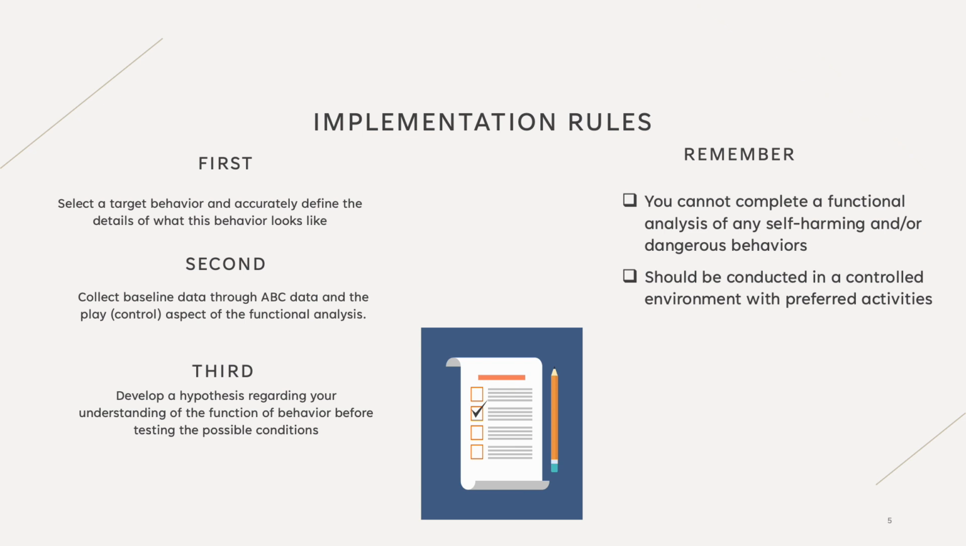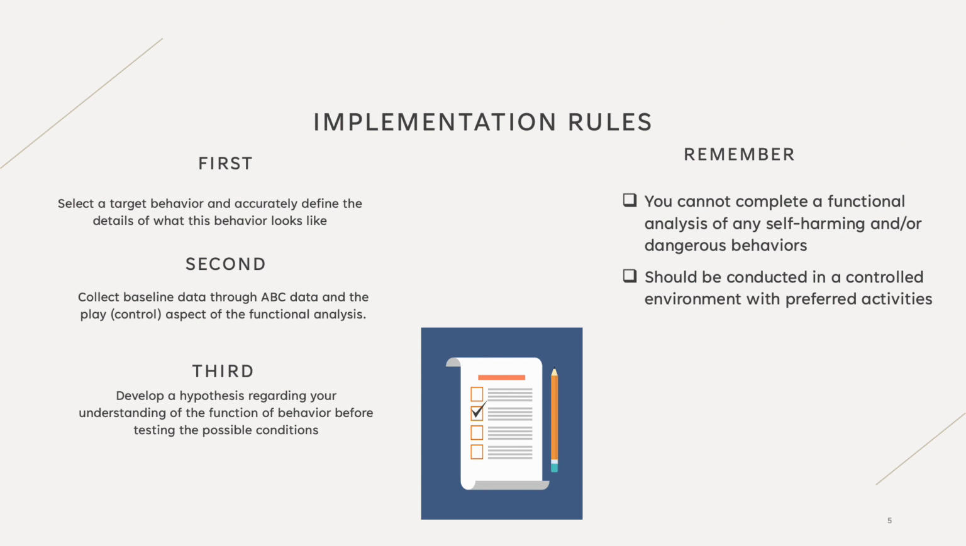Before we can implement an FA, we must understand the rules behind them. First, you must select a target behavior and accurately define the details of what this behavior looks like. This ensures that data collection is accurate and reliable. Second, collect baseline data through ABC data and the play control aspect of the functional analysis. Third, develop a hypothesis regarding your understanding of the function of behavior before testing the possible conditions. You will test all conditions, but if you have a hypothesis, you could test that first.